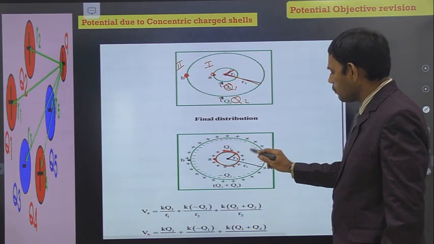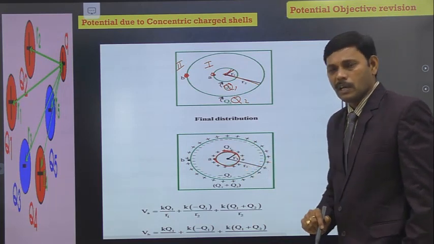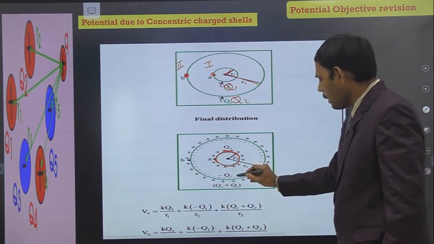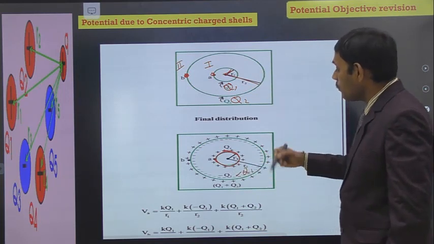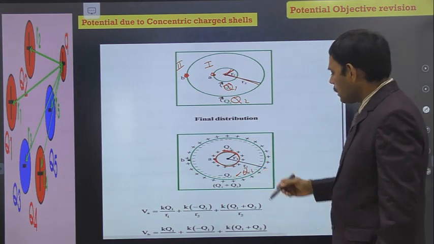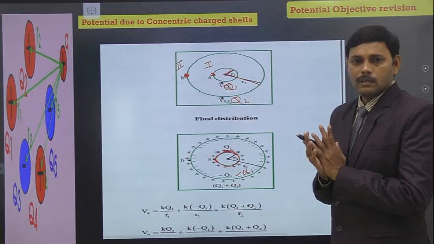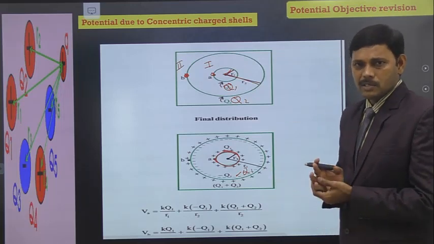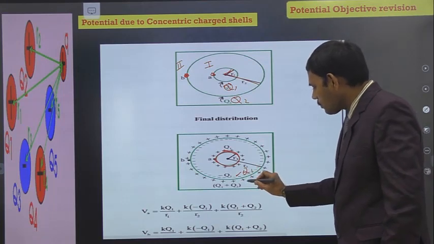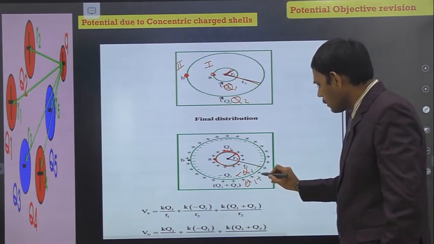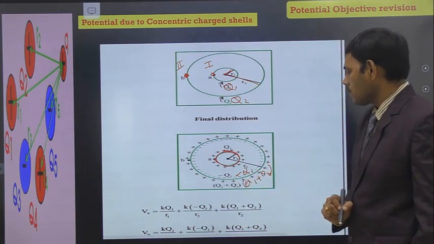The induced charge is equal to minus Q1. An equal and opposite charge is induced here by induction, minus Q1. There is no such value in the given problem; we have to consider it. Due to the law of conservation of charge, charge is neither created nor destroyed. This is transferable. As minus Q1 is transferred here, the outer surface now possesses Q1 plus Q2 charge. This is the first step to answer this question.